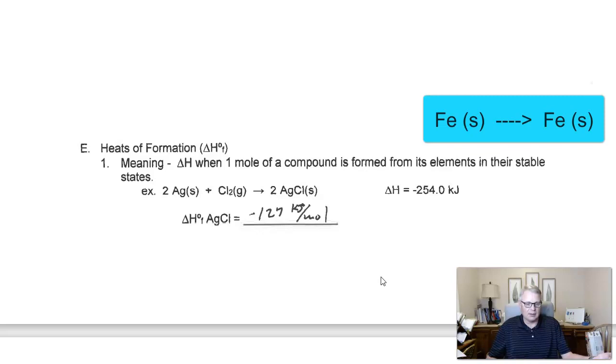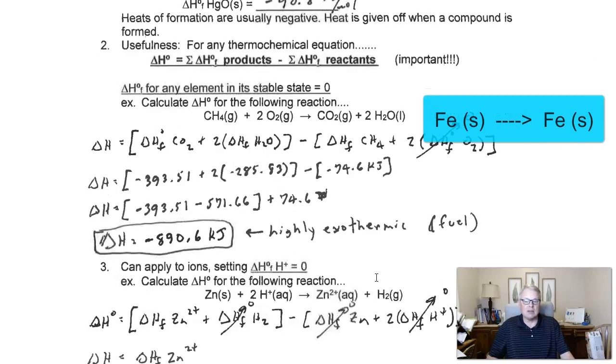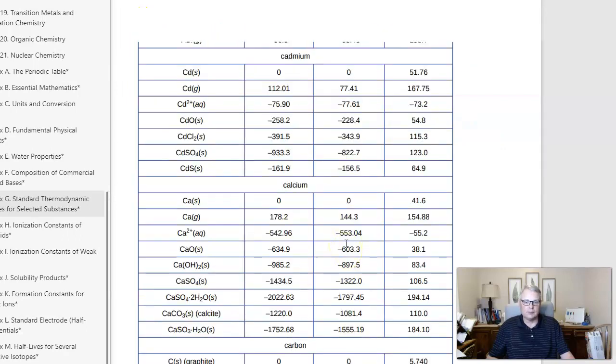What's zero? Because you didn't do anything. It just went from iron metal to iron metal. So there's not going to be heat being taken in or given off there. So common sense tells you the heat of formation for that is going to be zero. And if you look in the chart again, you're going to see that.